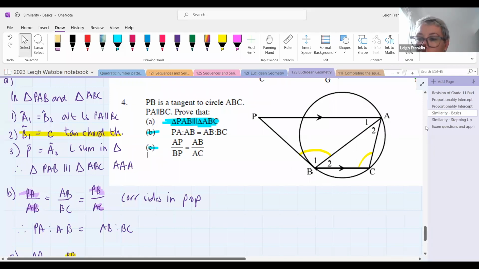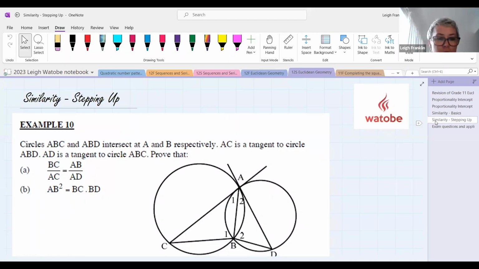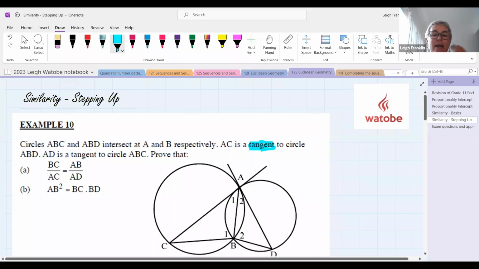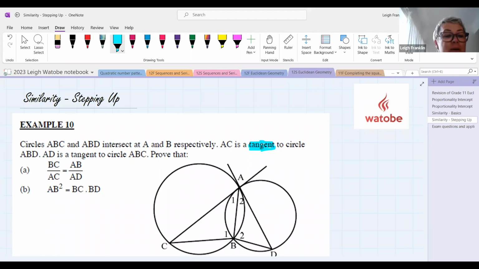Now, contrast that with this. Let's have a look at this example. They've given us two circles. They've told us that they intersected at A and B. They tell us AC is a tangent to the circle. So the minute we see the word tangent, we need to start thinking about all the theorems that are associated with tangents, like the tan chord theorem or radius perpendicular to tangent. That might be useful in proving angles are equal to 90, etc. The other thing that they have told us is that AD is a tangent to circle ABC.